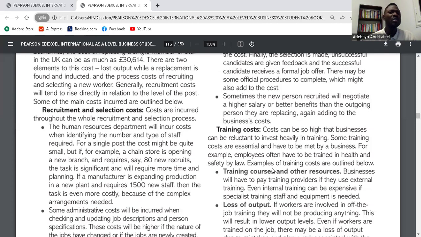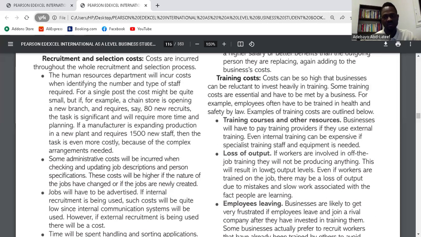Sometimes the new person recruited will negotiate a higher salary or better benefit than the outgoing person they are replacing, again adding to the business cost. So the new employee might be asking for more than what the former employee was asking for. So that will take time and it will incur more cost.